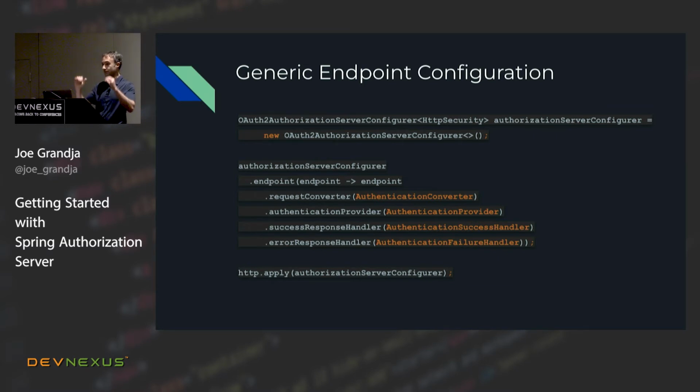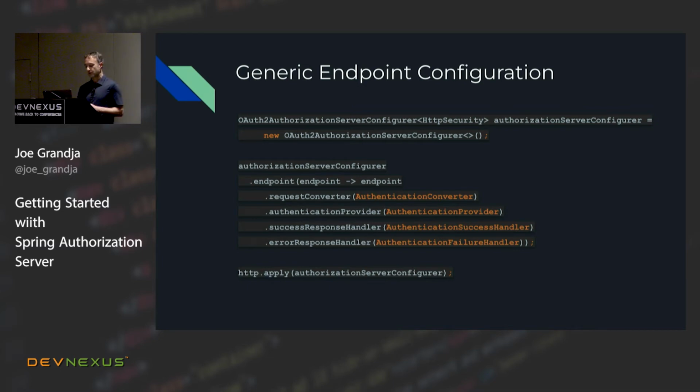Or the success response handler, the generic name. If it fails, it gets delegated to the authentication failure handler. So that's the general pattern: the authentication converter delegates to an authentication provider, indirectly via the manager. When it's successful, it goes to the success response handler, or otherwise to the failure handler. That's how all of Spring Security works.